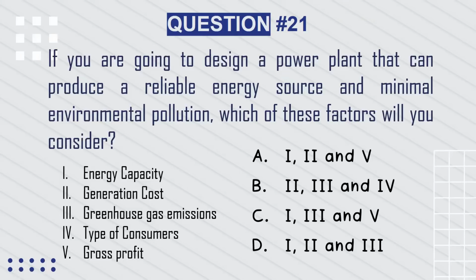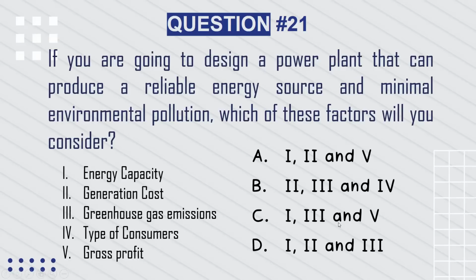So we are looking for a reliable energy source. So that is, we have to consider number 1, energy capacity. Also, minimal environmental pollution. So we have to consider number 3. So looking at the choices, we can now eliminate letter B since it does not have number 1 in it. So again, we have to consider the energy capacity and then the greenhouse emissions. So that is 1 and 3.